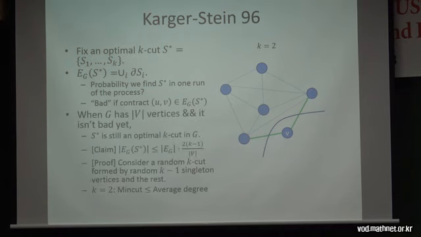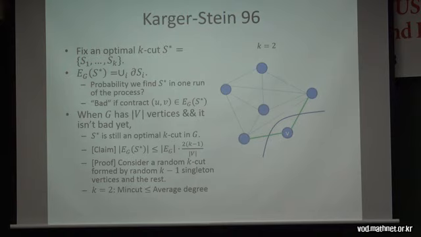Let G be the current graph, with V vertices, and suppose that the process isn't bad yet. Then one thing you can easily see is that S star is still an optimal k-cut of the current graph. The claim, a very simple claim, is that the number of edges crossing S star is at most the number of edges in the current graph multiplied by the factor 2(k minus 1) divided by V. The proof is really simple. This is the entire proof.